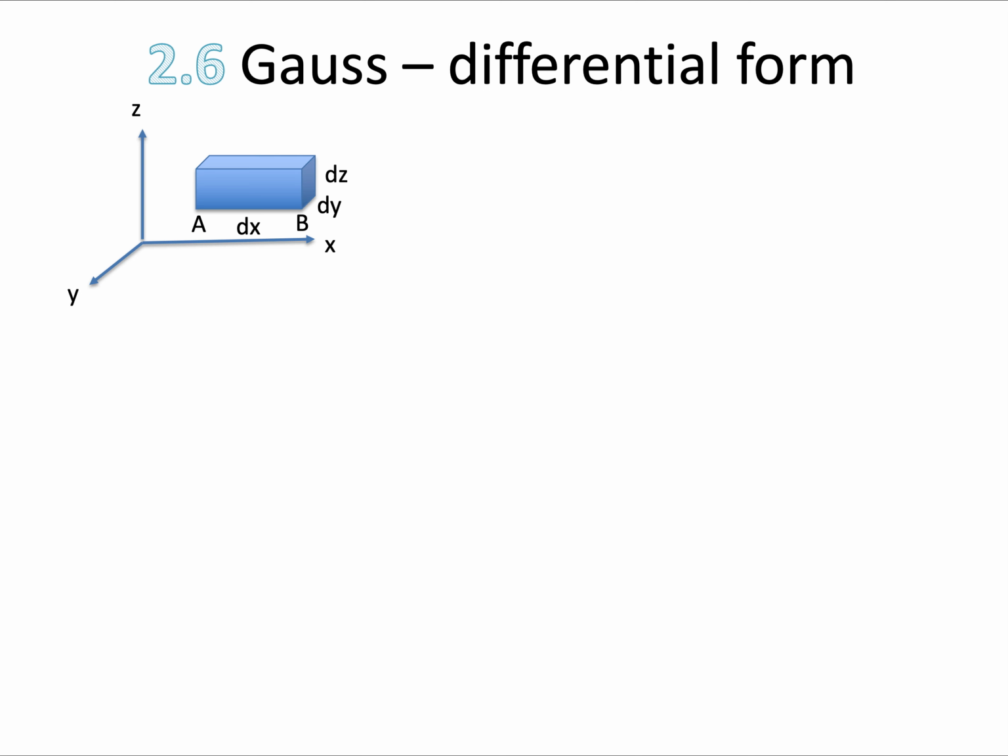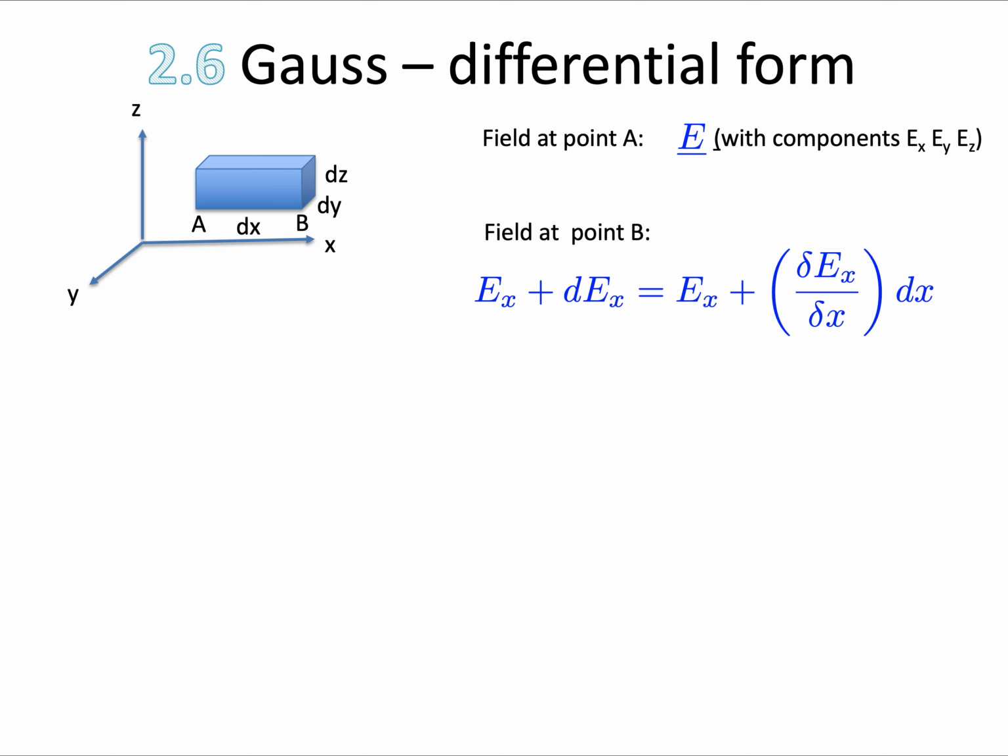So if we have the electric field at point A as E, then the electric field at point B is going to be that at A plus any change in the field that happened in that distance. Now, we haven't moved in Y or Z at all, so those components are not affected, and that means we can use a partial derivative. Remember, a partial derivative is just a derivative that treats the other components as if they were a constant.